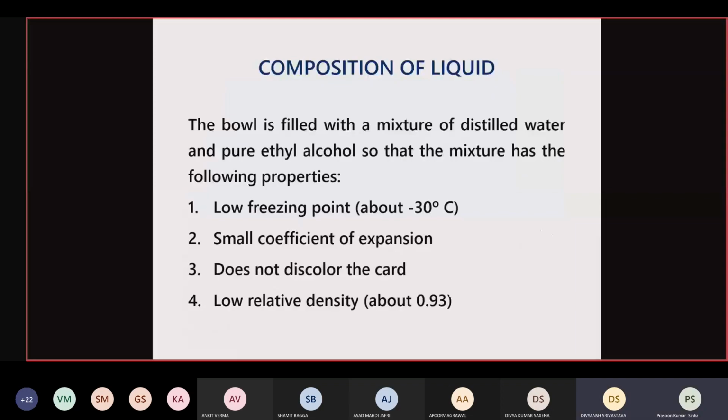Next is the composition of the liquid. We said liquid filled compass bowl or compass.